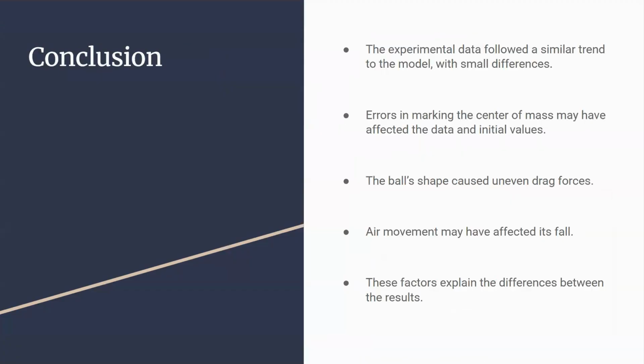Overall, the experimental data closely followed the same trend as the computational model, showing that the model is a good representation of real motion. However, small discrepancies were present. One source of error may be inaccuracies in marking the center of mass in Tracker, which can slightly shift the data points. Additionally, the paper ball was not a perfect sphere, so drag forces may have acted unevenly on it. Air movements in the room could also have affected how quickly the ball fell. These real-world factors are not always perfectly accounted for in the simulation, which explains the differences between the two results.